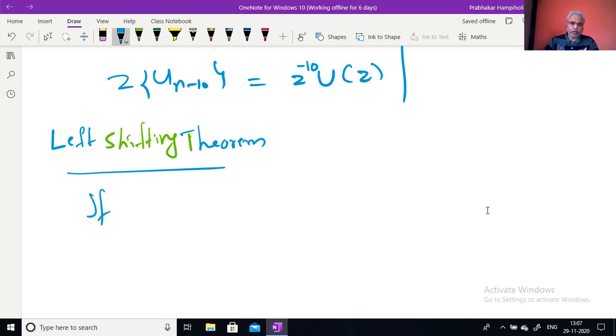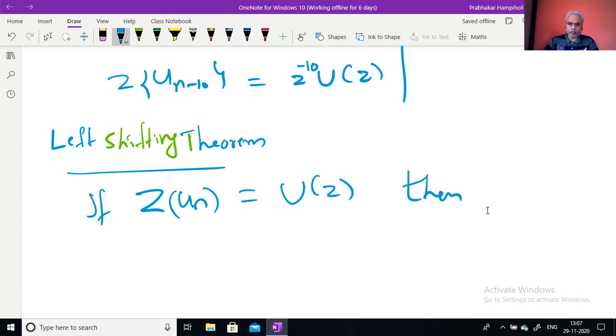Again, if the z transformation of some un function is some u of z function, then what will you get for the z transformation of un plus k? What will be the corresponding change? You will have to multiply, or you have to subtract. Let us see.